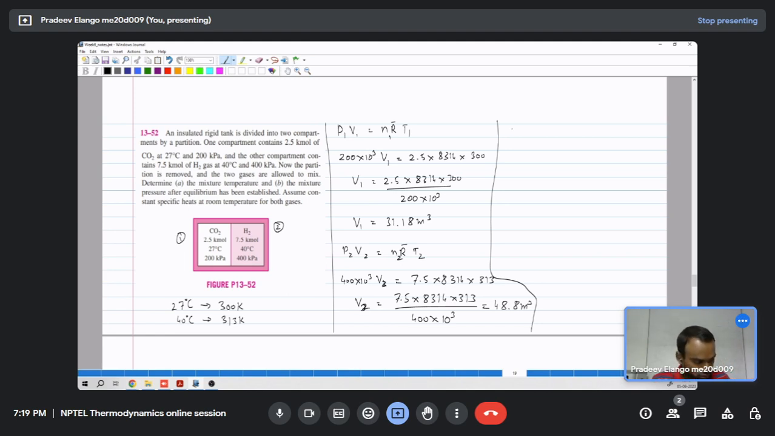Now the volume of the mixture after mixing would be 31.18 plus 49.8. That is 79.98 meter cube.